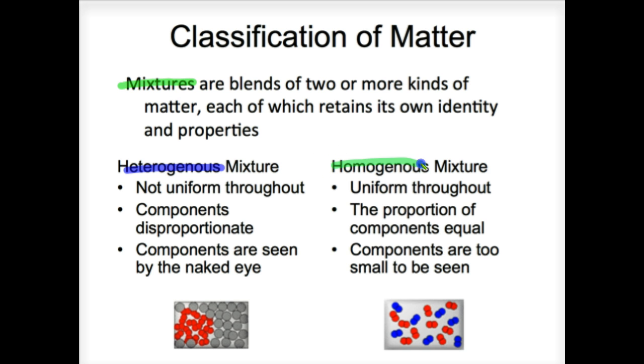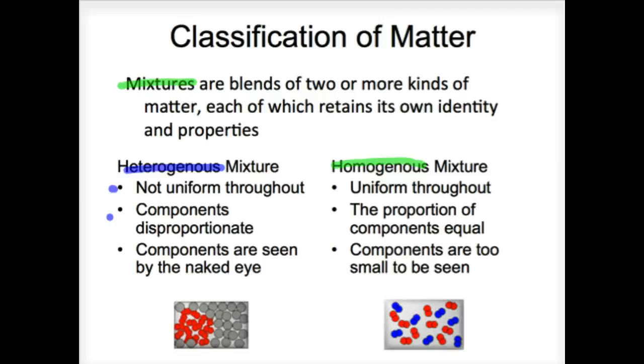And again, look at how we compare these. Heterogeneous is not uniform, whereas homogeneous is uniform. Heterogeneous, the components are disproportionate. I have an unequal amount of parts. And in addition, heterogeneous mixtures can be seen by the naked eye.